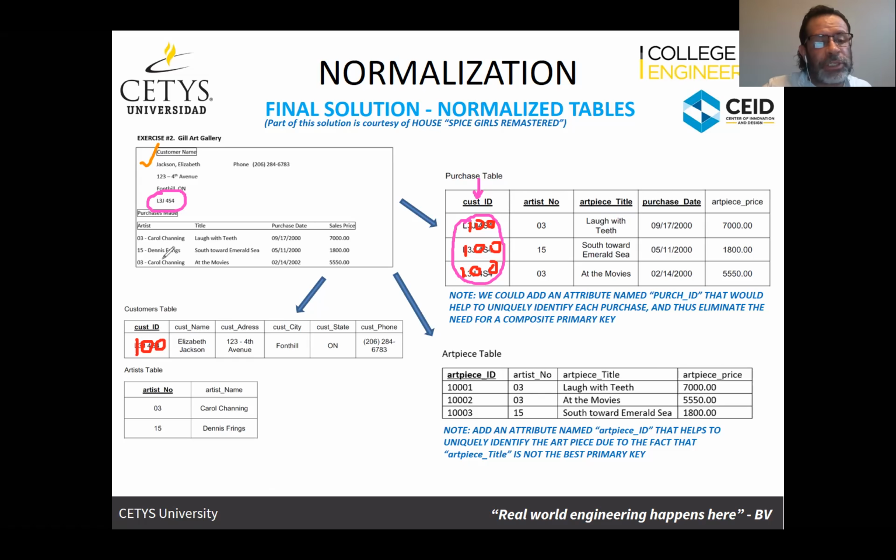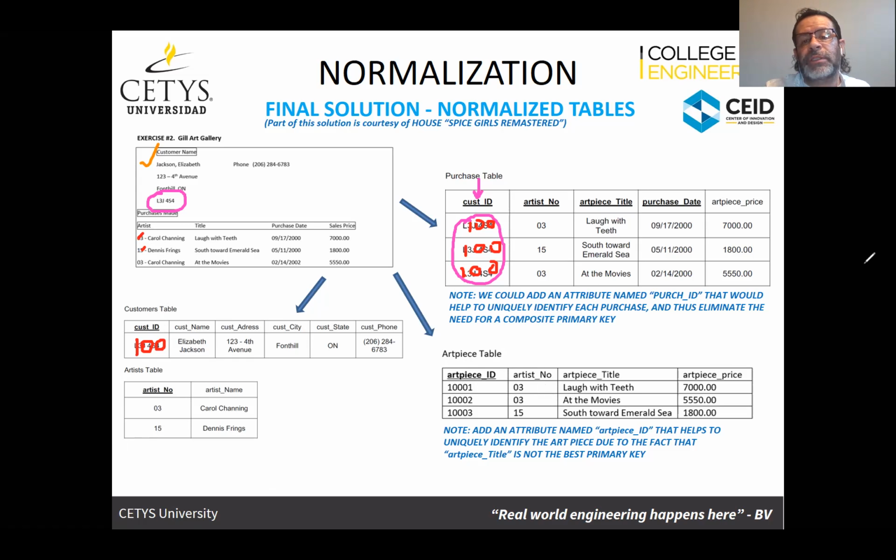And so we've got a customer table. We've got an artist table, and here we identify that each artist has an identifier. Each artist is going to have a name and an artist number. Then we've got an art piece table. Here in the art piece table, I've added an art piece ID column that we can use to identify the art piece. This is a new column that we've added.